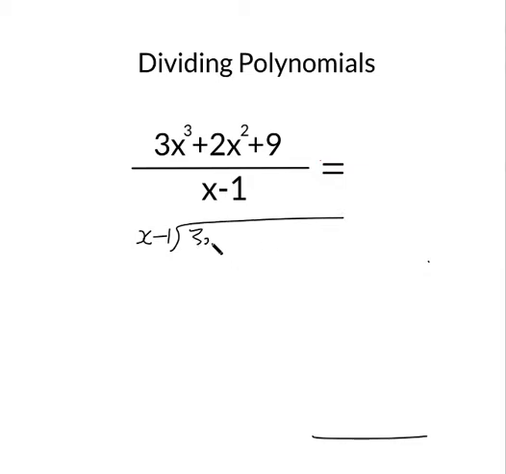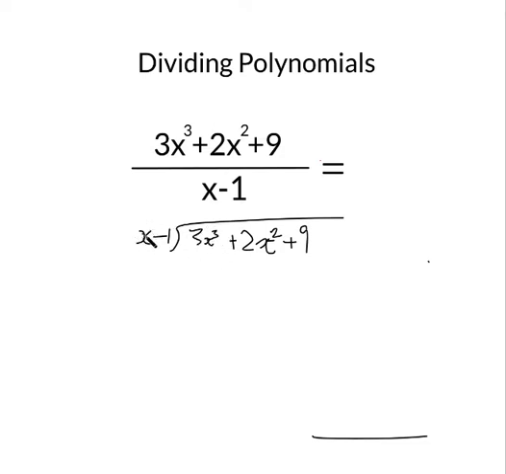3x cubed plus 2x squared plus 9. Okay. So what we have to do now is find the number we have to multiply this by in order to get the first term.